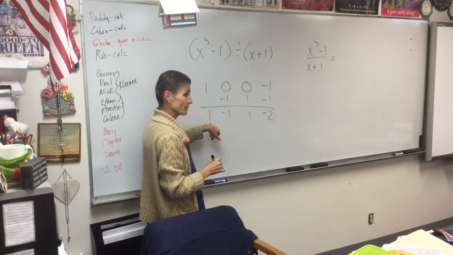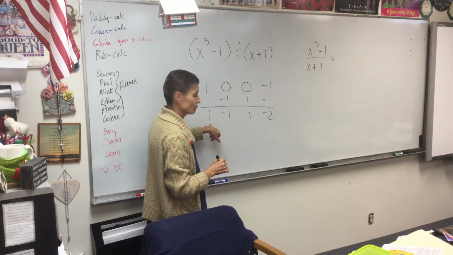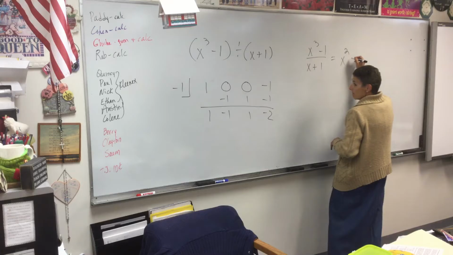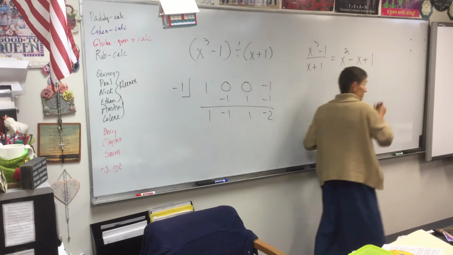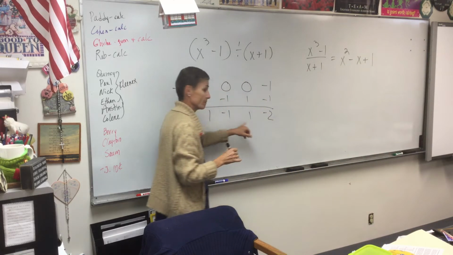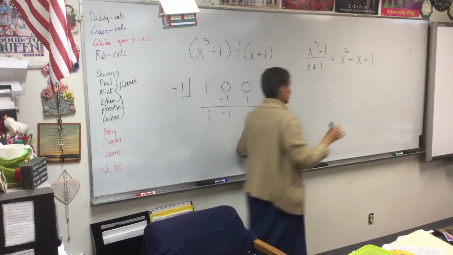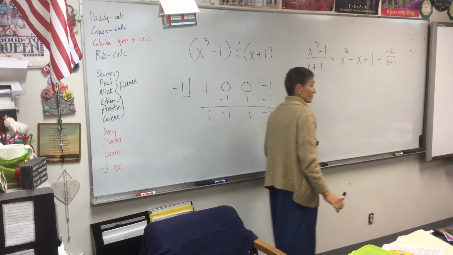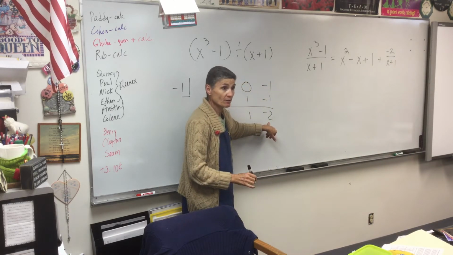What's that going to be? x squared minus x plus 1, right? And then plus negative 2 over x plus 1, because this was the remainder.